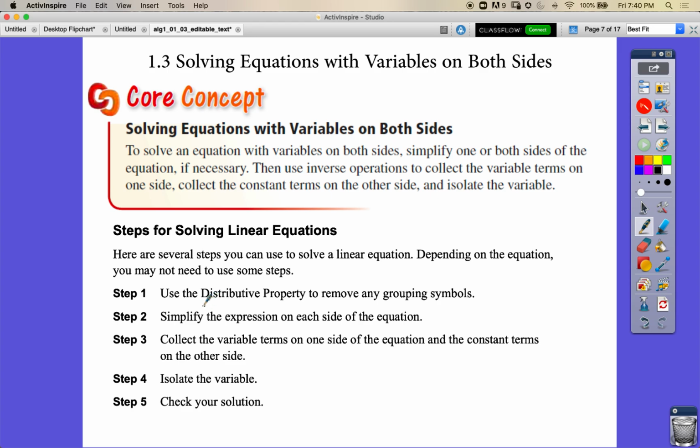The first thing you want to look to see is if there's parentheses anywhere, so that you have to use the distributive property to get rid of those parentheses. Then you're going to simplify the expression on each side of the equation. You're going to collect like terms so that a variable is on one side and the constants on the other side. So that's going to be isolating the variable, and you're always going to check your solution.